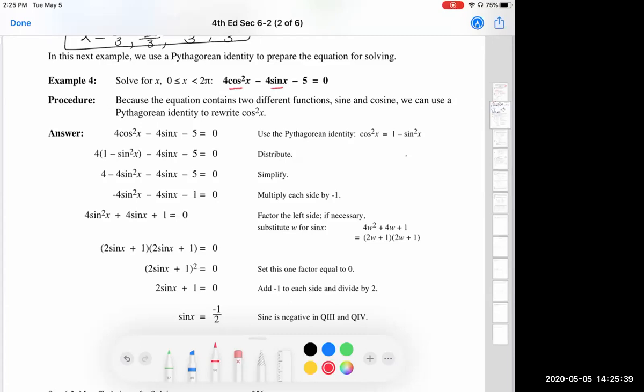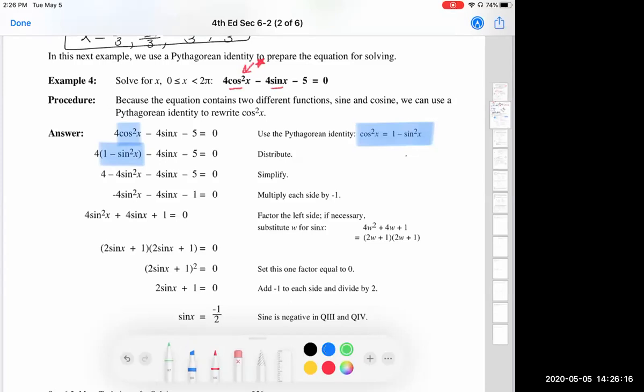Well, that cosine squared, and because we see a square, is a big hint as to what we can do. We know from our Pythagorean identity that cosine squared is 1 minus sine squared, right? So we're going to use that to our advantage. I can replace my cosine squared with 1 minus sine squared, and that fixes our problem. Now I'm left with only sines.